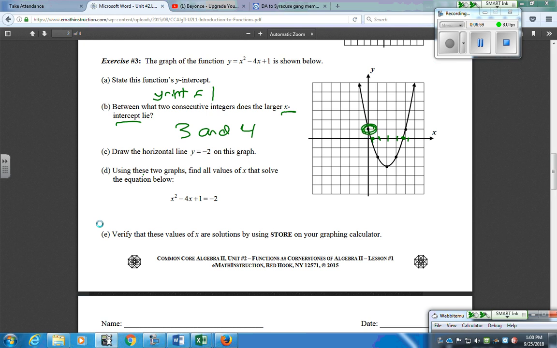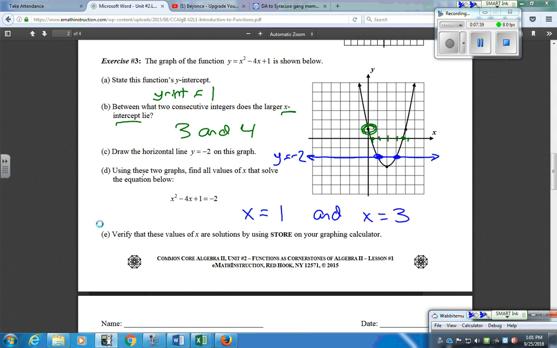Now the last part they want us to do is draw a horizontal line for y equals negative 2, which would be this line. So I'm going down 2. This would be y equals negative 2. And then using these two graphs that we have, they want us to find all values of x for which the equation below is true. So that would mean that the values of x that would make it true are the x values of the coordinates where it touches. So in this case, x would be 1, and x would be 3.